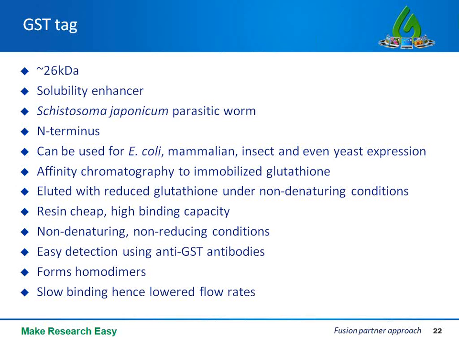But the downside is that the GST has to be properly folded in order to bind glutathione, and so the fusion protein needs to be soluble and in non-denaturing conditions for you to be able to purify it efficiently. Detection is easy because there are many commercially available anti-GST antibodies. A disadvantage though is that GST forms a homodimer in solution, so that could be a poor choice if you're trying to tag oligomeric proteins.